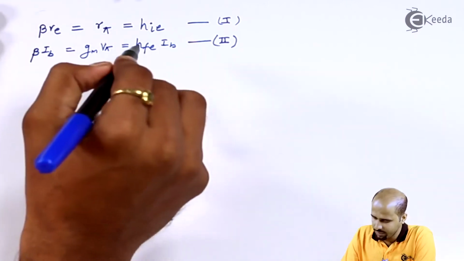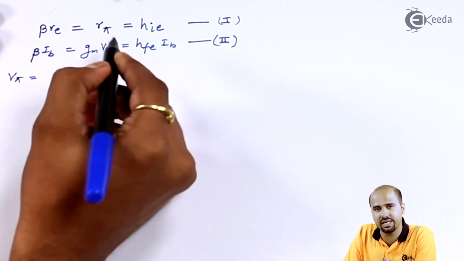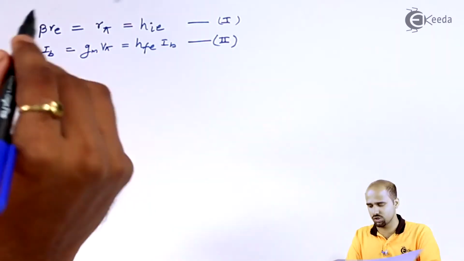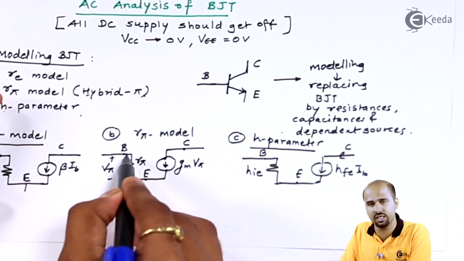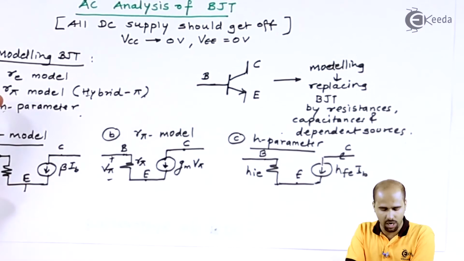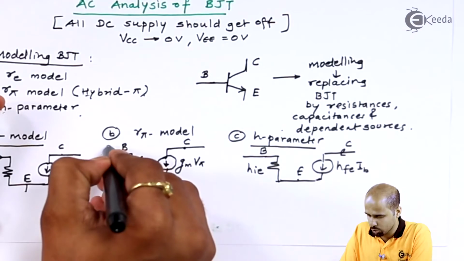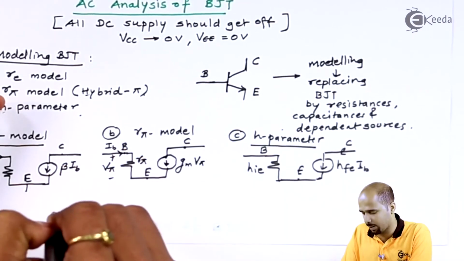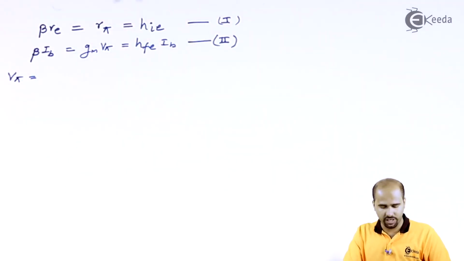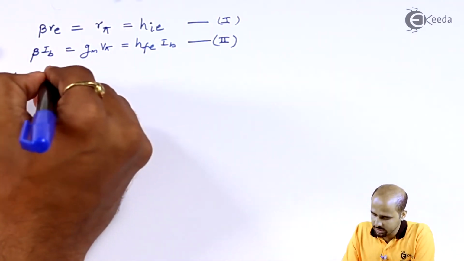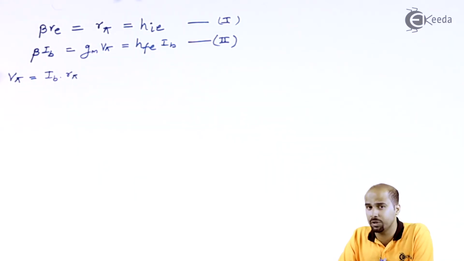Now the important fact is, what is V pi? V pi is nothing but the voltage across this resistance R pi, and obviously as B is connected over here, IB is nothing but the current which is flowing through the R pi. IB multiplied by R pi is nothing but V pi. So we can make another equation, that is IB multiplied by R pi is nothing but your V pi.